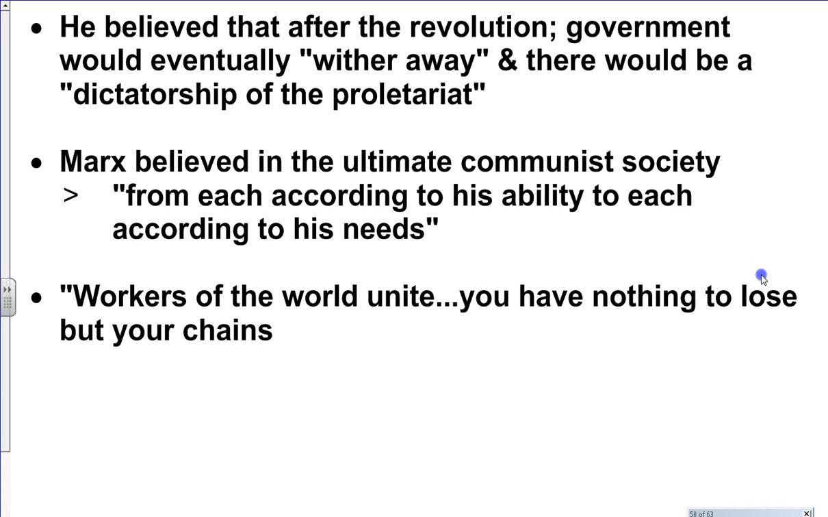He believed that after the revolution, government would eventually wither away and there would be a dictatorship of the proletariat, meaning the people would run everything. He believed that in the ultimate communist society, it would be from each according to his ability, to each according to his needs. Workers of the world unite. You have nothing to lose but your chains. These are all statements from the Communist Manifesto.